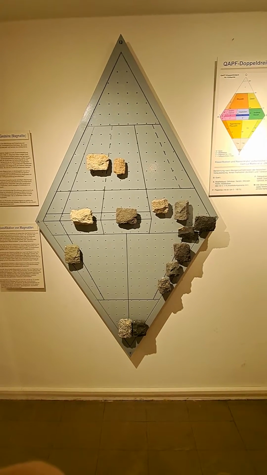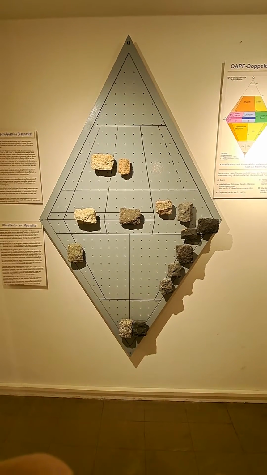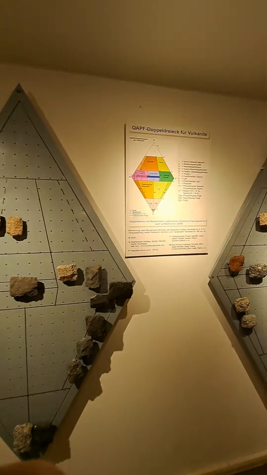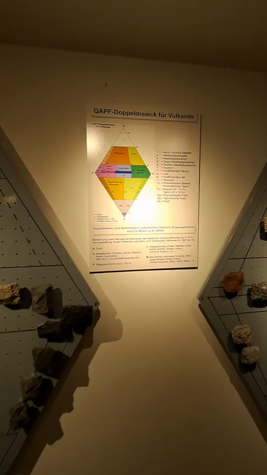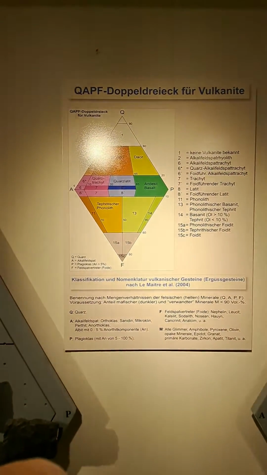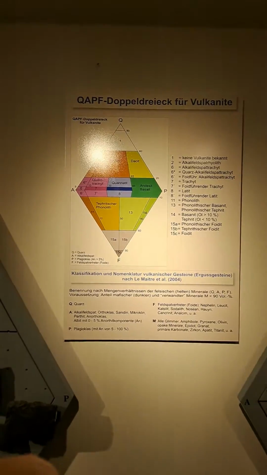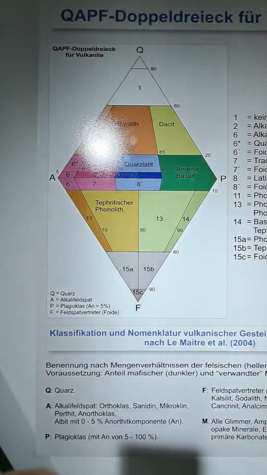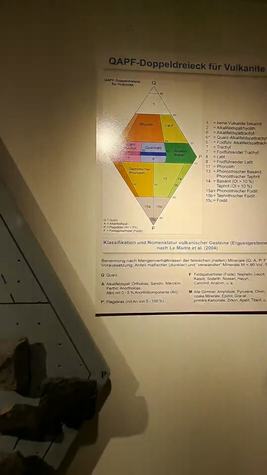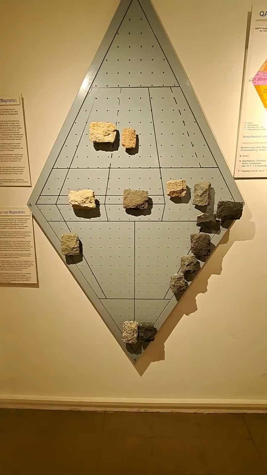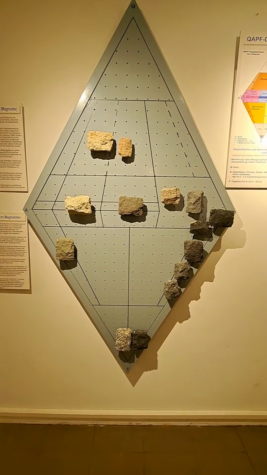Hello, hello, I'm here in the Natural History Museum in Hamburg, and there is a Streckeisen classification diagram for volcanic rocks. Let me just zoom in a little bit. It's different to plutonic rocks, and of course it uses the same minerals: quartz, feldspathoids, plagioclase and alkali feldspar. It's often quite hard to see in real rocks, and here's a very useful display, particularly for students.